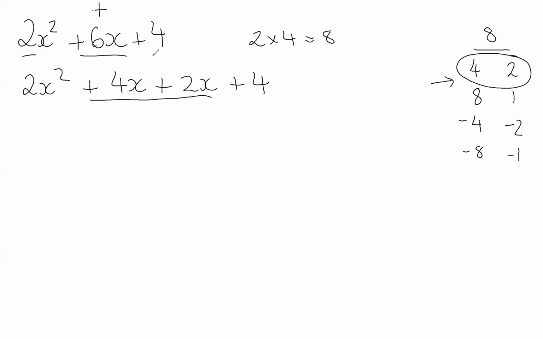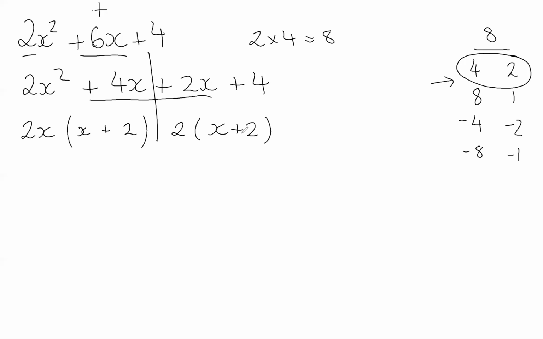So now what we're going to do is split this down the middle, so we have two terms on each side, and we're going to factorise each side. So factorising the left hand side, we can take 2x out of that, and then we would have x plus 2 inside the bracket. And you can check this. So 2x times x is 2x squared, and 2x times 2 is 4x. So factorising the right hand side, we would have 2 on the outside, and then we'd have x plus 2.